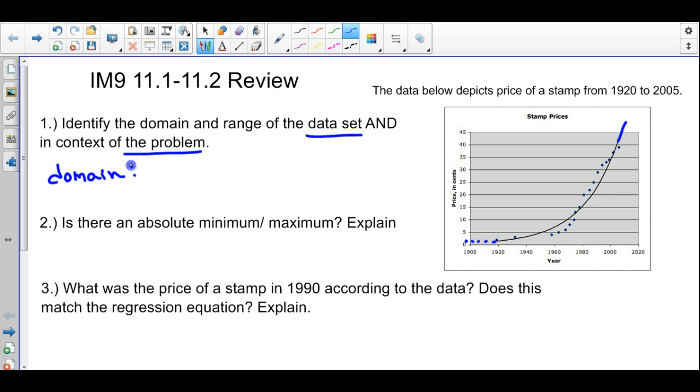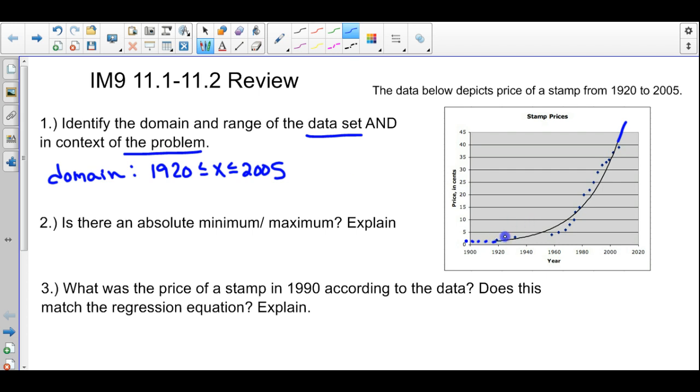According to the data set, the lowest actual data value that we have is in the year 1920. So you would say 1920 is less than or equal to x, is less than or equal to the highest point that we have, which, if you take this point all the way here and draw it straight down, goes through about 2005. So according to the data set, the actual domain is from 1920 all the way to 2005.